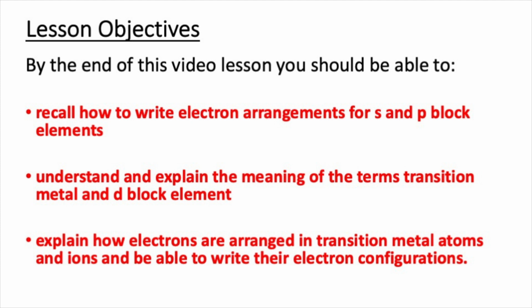So that concludes this video lesson. So after watching this video, you should be able to recall how to write electron arrangements for s and p block elements. You should also be able to understand and explain the meaning of the terms transition metal and d block element. And finally, you should be able to explain how electrons are arranged in transition metal atoms and ions and be able to write their electron configurations.